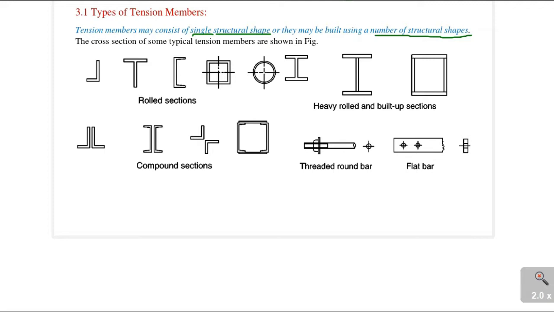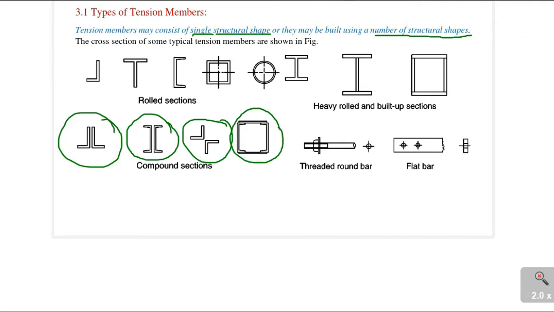As you can see here, this is a member which is obtained by joining two angle sections back to back. And this is a section that is obtained by joining two channel sections back to back. And this is obtained by joining two angle sections again. And this is a section that is obtained by joining two channel sections and two plates to get this shape. These are called compound sections.